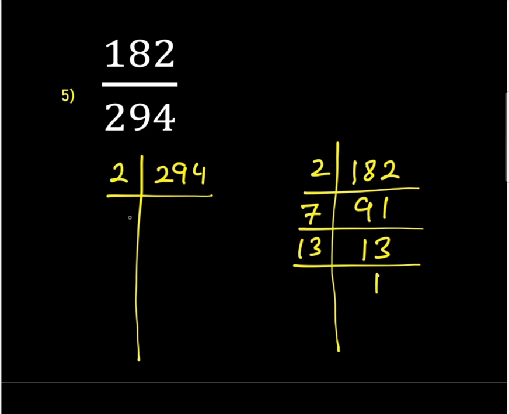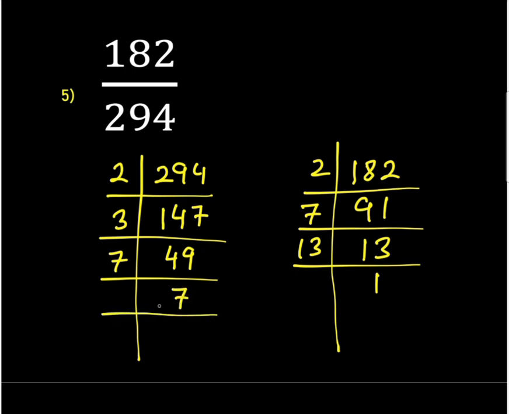294 divided by 2 is 147. Divide by 3 we get 49. Divide by 7 we get 7. Divide by 7 again we get 1.